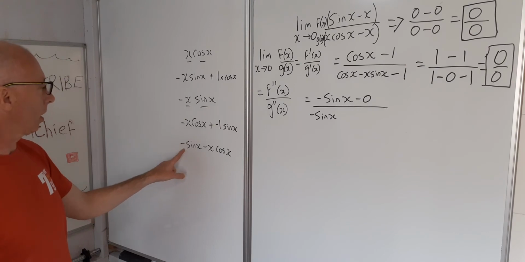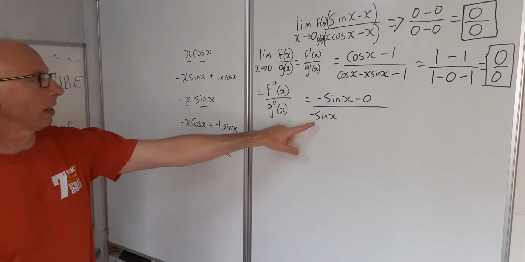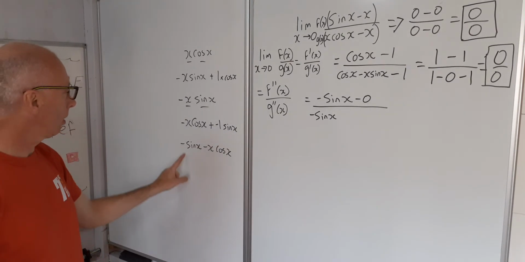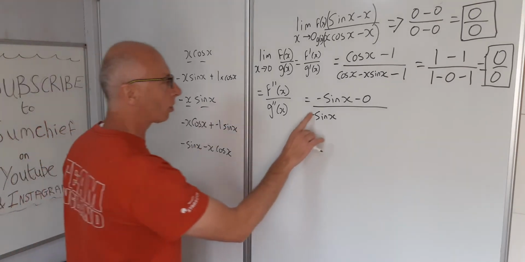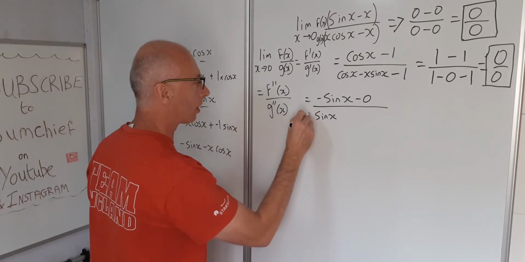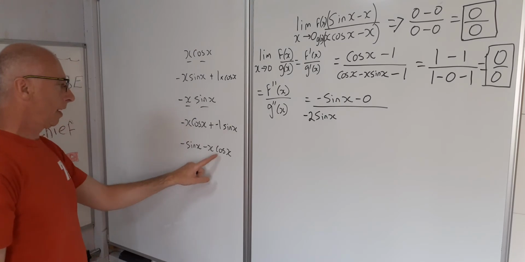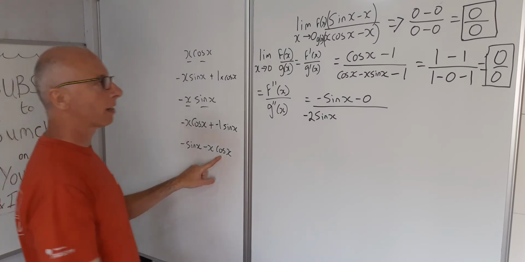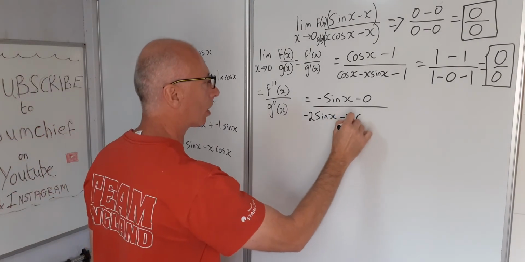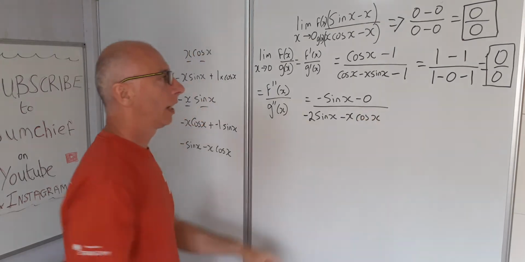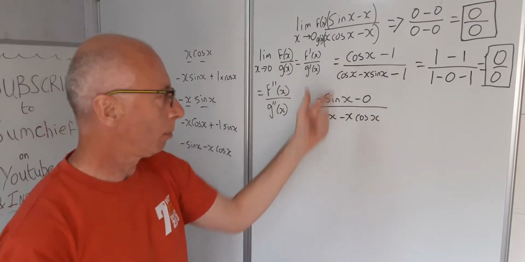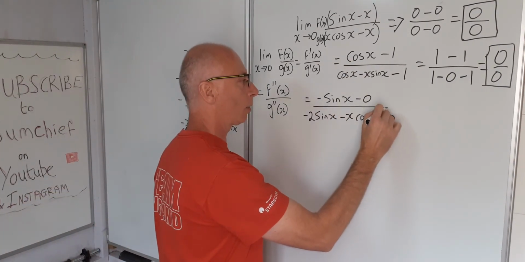Okay, so we've got a minus sine of x here, minus sine of x here. Let's put that down as minus 2 sine of x. And then minus x cosine of x. And then the minus 1 derivative of that disappears. I'll put the 0 in there so we can see that we've done it.